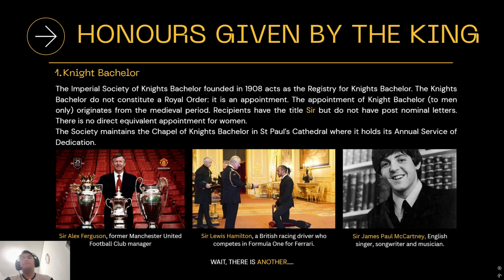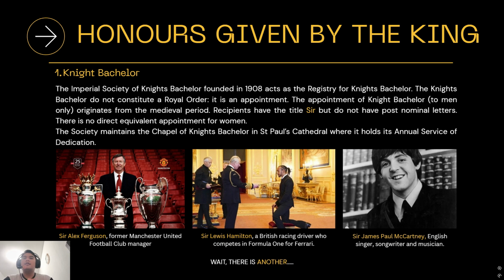These are examples of people who hold the title Sir. The first one is Sir Alex Ferguson, the former Manchester United Football Club manager. And then there's also Sir Lewis Hamilton, a British racing driver who competes in Formula One for Ferrari. And then there's also Sir James Paul McCartney, English singer, songwriter, and musician of the famous group The Beatles.